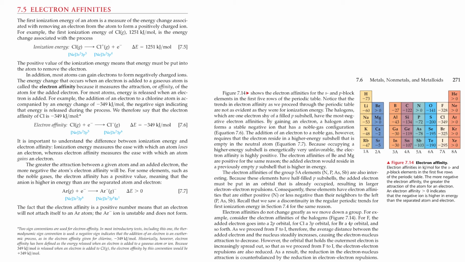However, the orbital that holds the outermost electron is increasingly spread out, so that as we proceed from fluorine to iodine, the electron-electron repulsions are also reduced. As a result, the reduction of the electron-nuclear attraction is counterbalanced by the reduction in electron-electron repulsions.